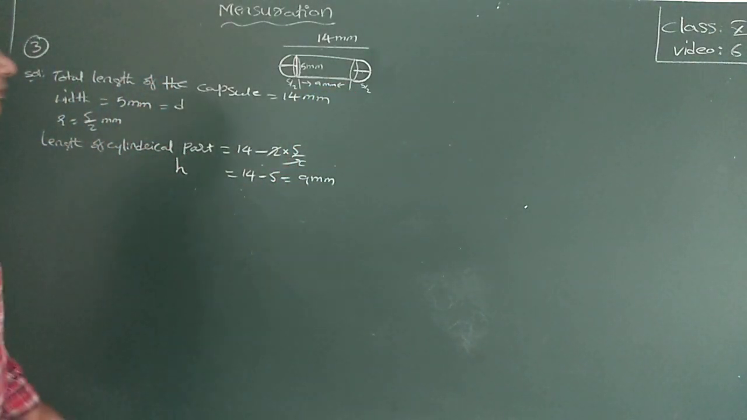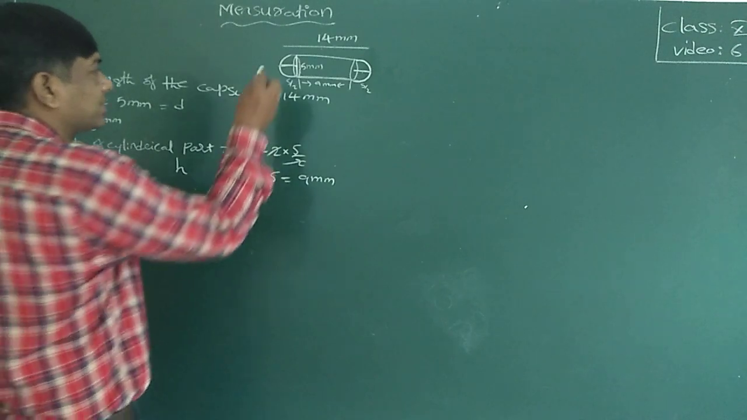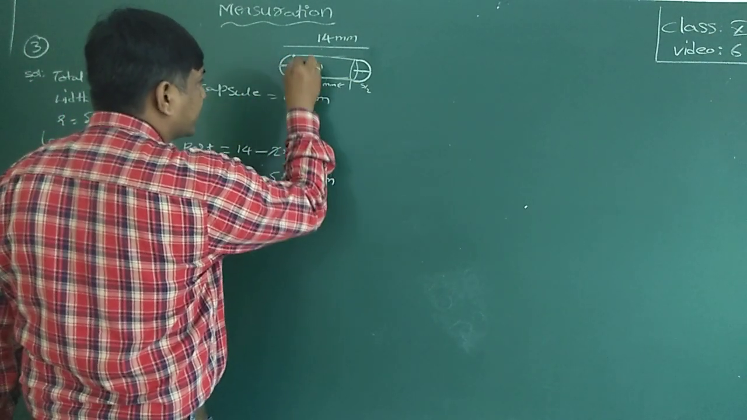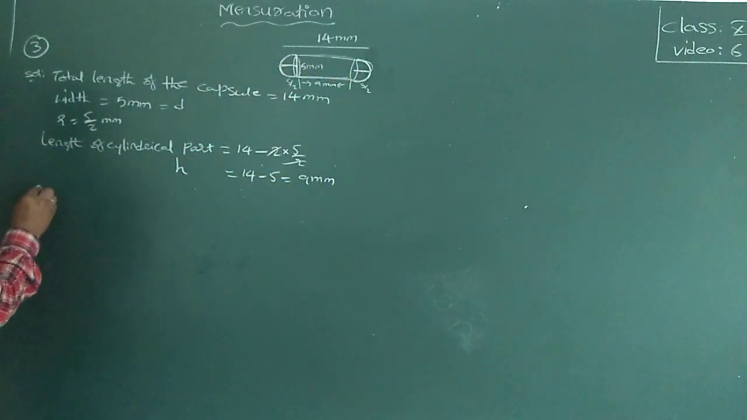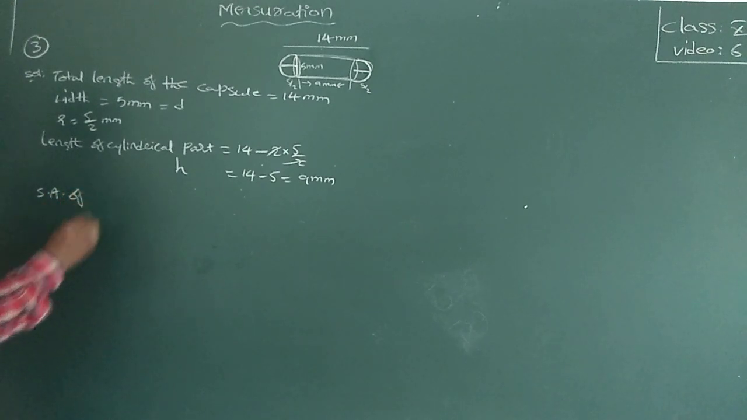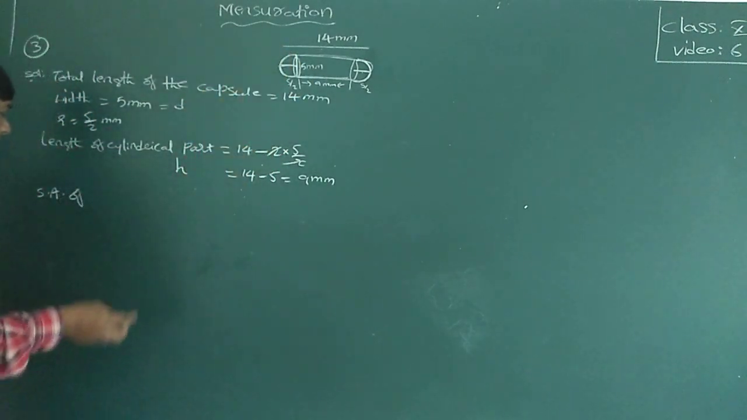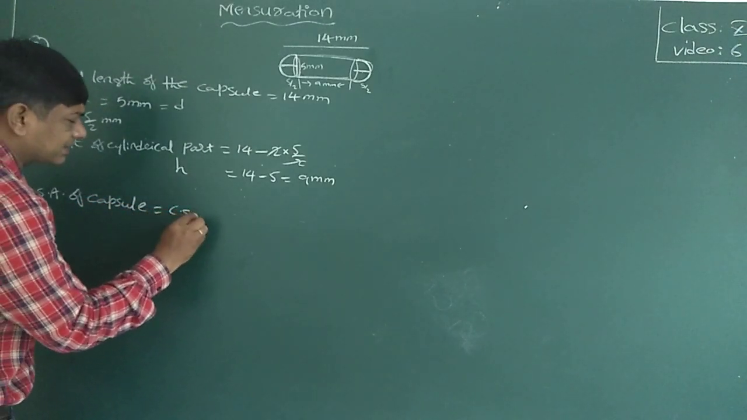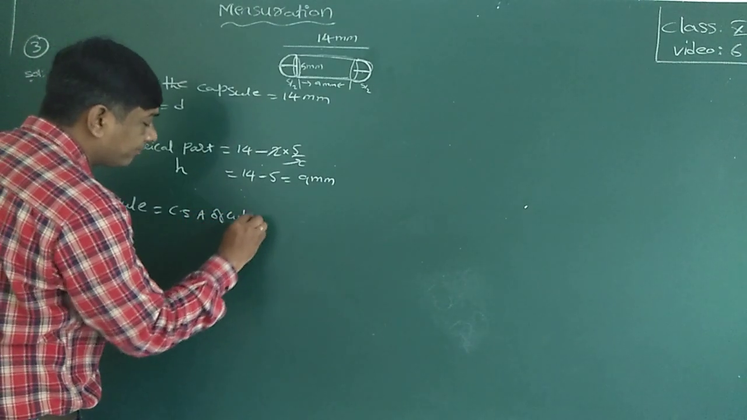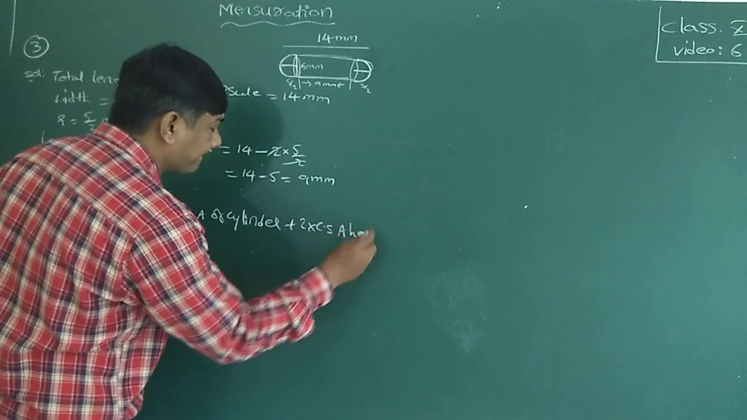Now we need to find the surface area of the capsule. Capsule surface area means CSA of a cylinder plus CSA of two hemispheres. The radius is common for both the cylinder as well as the hemisphere. Surface area of the capsule is equal to CSA of the cylinder plus 2 into CSA of the hemisphere.